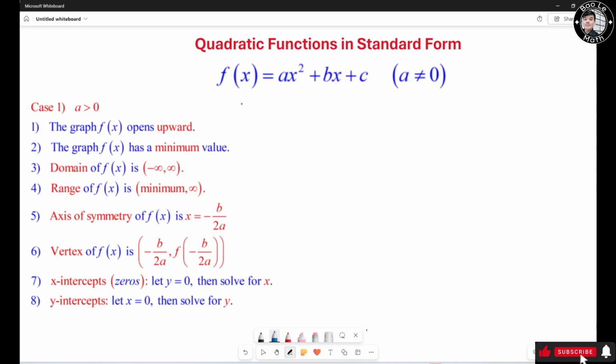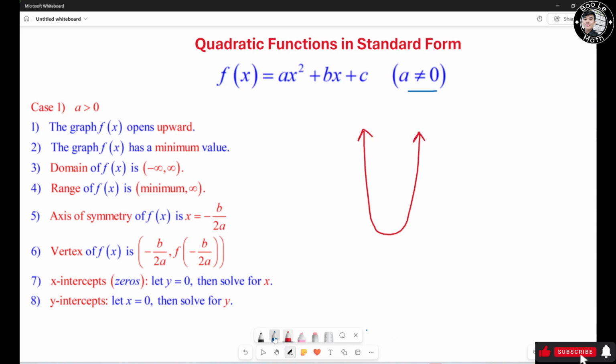Alright, so the formula is f of x equals ax squared plus bx plus c, and a must be different from 0, right? Because if a equals 0, then this term is gone, and we have a linear function. Now, we have two different cases. The first case, a greater than 0. The graph opens upwards, so the graph should be something like this.